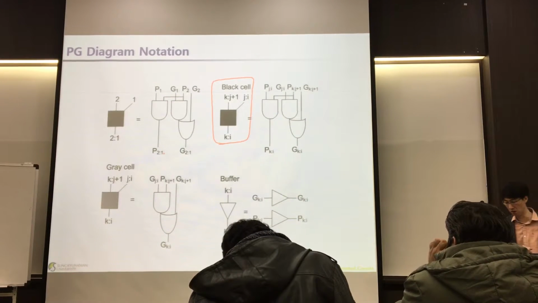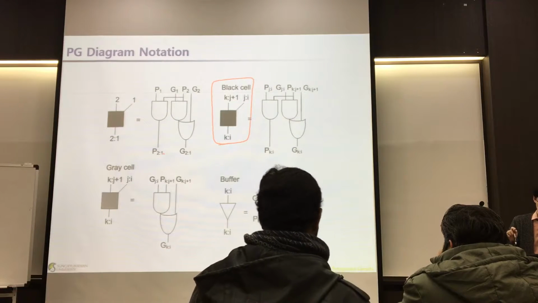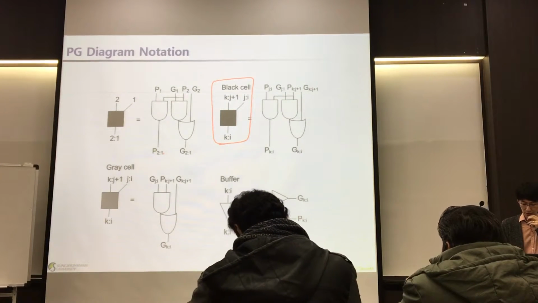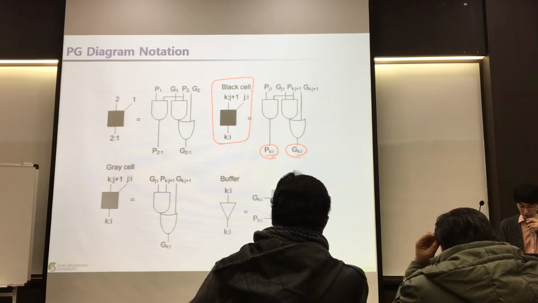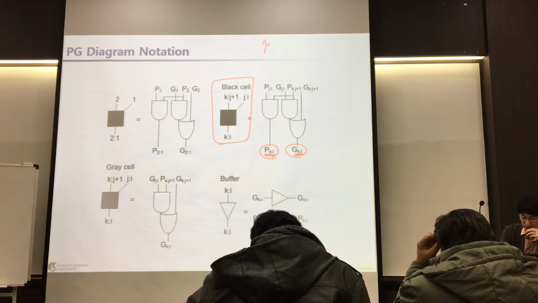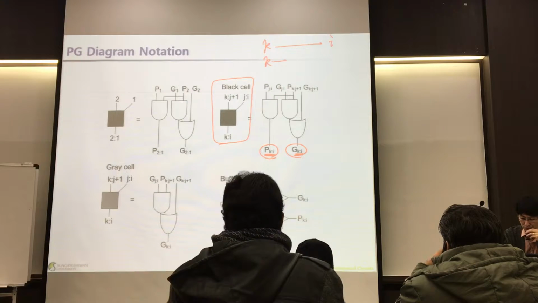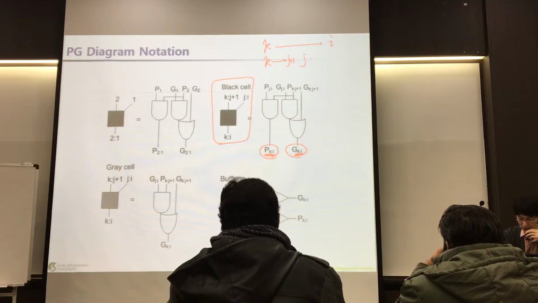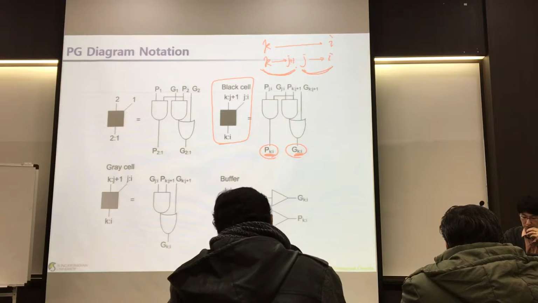What we call is a black cell or gray cell. It's not an official term, but there are two different operations. First, you calculate both G and P for a certain range, K to I, but what you actually do is the K to J plus 1 range and then the J to I range. So you calculate for these sub-ranges, as I mentioned, okay?